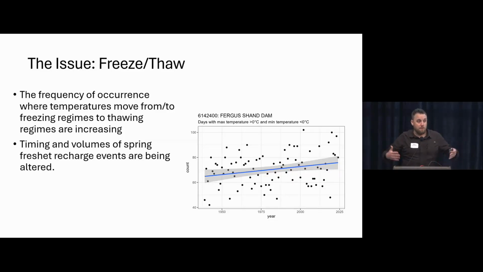And this is a big recharge event. Rather than having a snowpack gather, like we're seeing this year, it tends to melt and spread that recharge out and not become a spring freshet event. And so overall, over the last 50 years, it's about an extra day a decade.